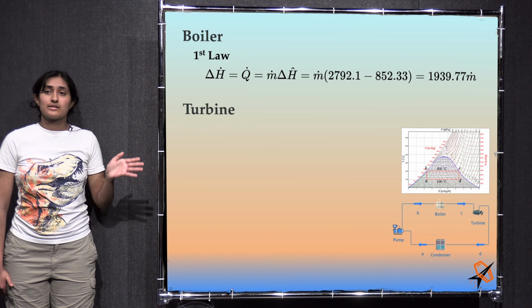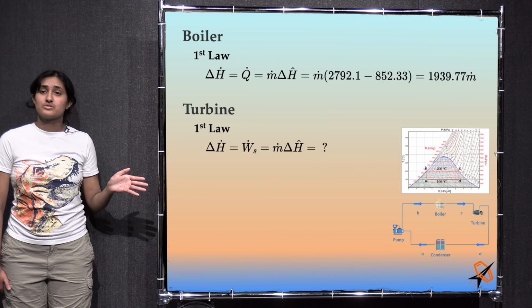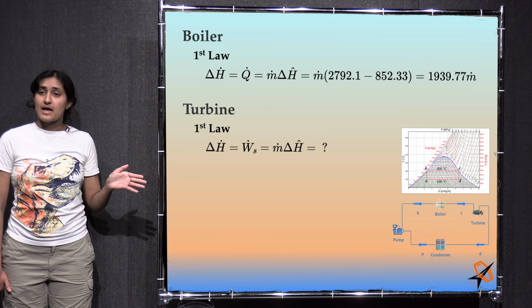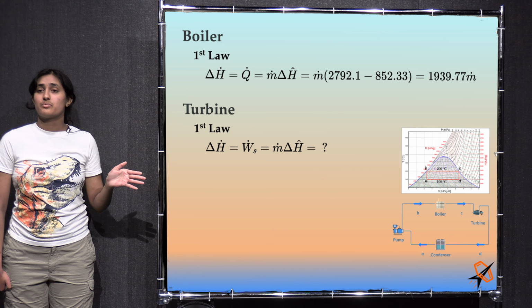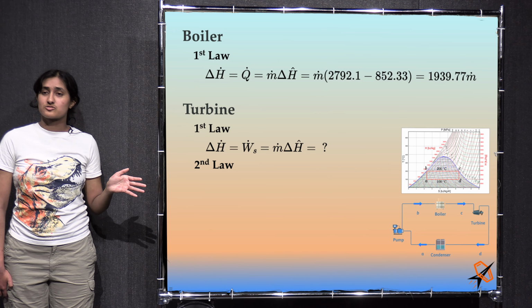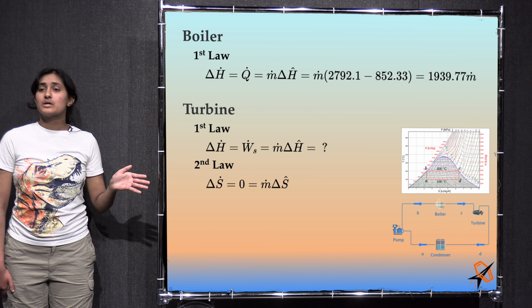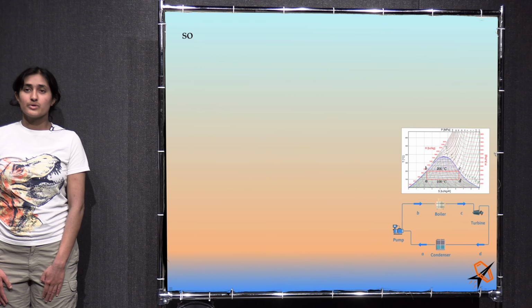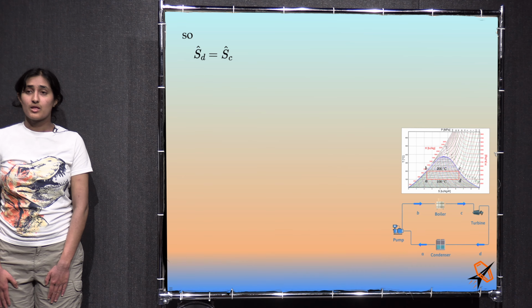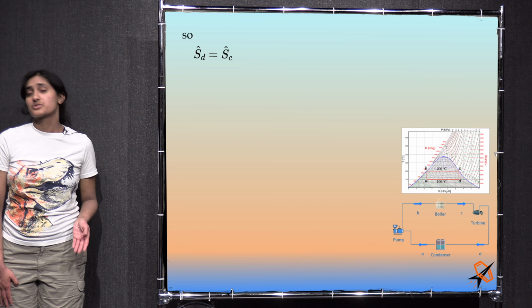Next, we will look at the turbine, and the first law says that delta H dot equals negative W dot shaft because it's adiabatic. Delta H dot equals M dot delta H hat, and we don't know what H hat is at point D. To find it, we'll need the second law. The second law still states that for an isentropic turbine, delta S equals 0 equals M dot delta S hat. So we know that the entropy at point D is going to be the same as entropy at point C, which we already know. Point D is in the two-phase region at 200 degrees Celsius.